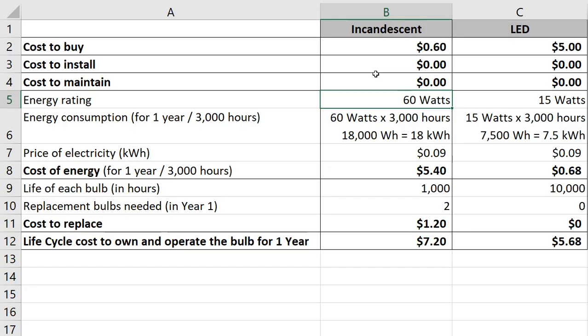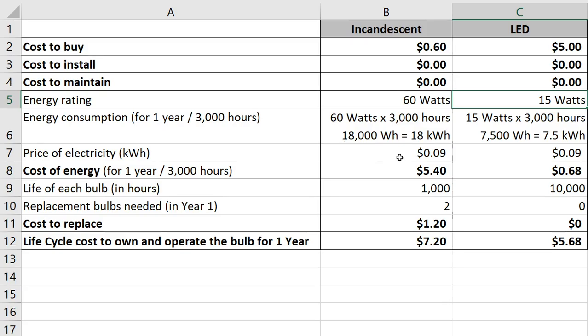So 60 watts times 3,000 hours is 18,000 watt hours, which is converted into 18 kilowatt hours of electricity needed for the incandescent. And then for the LED, similar process: 15 watts times 3,000 hours of usage is 7,500 watt hours, which is converted into 7.5 kilowatt hours. Kilowatt hours is important because that's the unit of price of electricity. It's 9 cents, and that's standard across both. That's just the standard utility rate for 1 kilowatt hour of electricity.